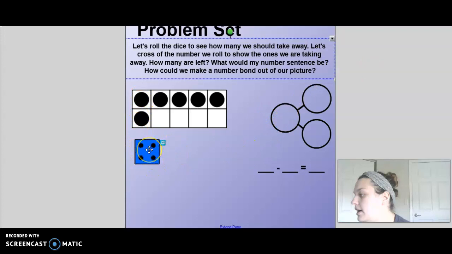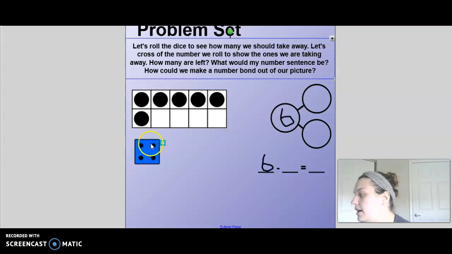All right. So it says we're going to roll the dice and see how many we should take away. But first, let's look at our whole. Go ahead and fill in your whole in your number bond and in your number sentence. All right. I look at my whole and I see that I have 1, 2, 3, 4, 5, 6 again. So I know my whole goes here, and it's the first number in my number sentence.